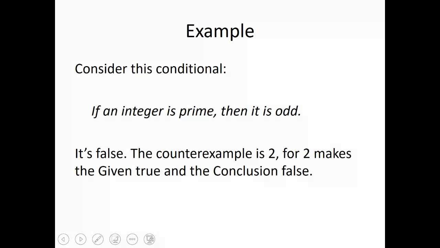That's the object in this case. And why is it a counterexample? Well, 2 is prime, but it is not odd. 2 is even, of course. So what 2 does is it makes the given true. The given is an integer is prime, and 2 is prime. But it also makes the conclusion false because 2 is not odd.